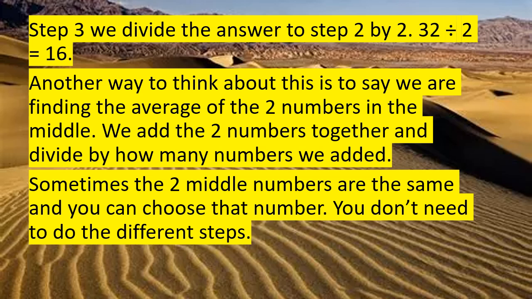Another way to think about this is to say we are finding the average of the 2 numbers in the middle. We add the 2 numbers together and divide by how many numbers we added. Sometimes the 2 middle numbers are the same, and you can choose that number. You don't need to do the different steps.